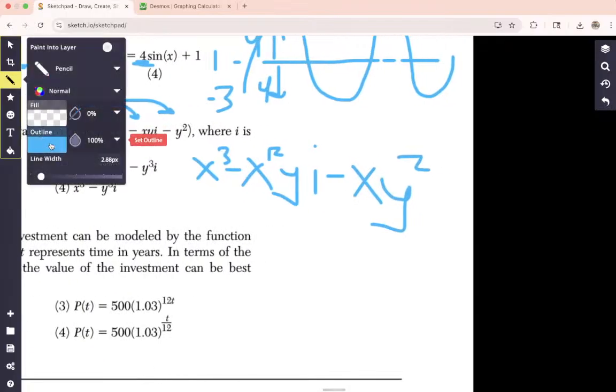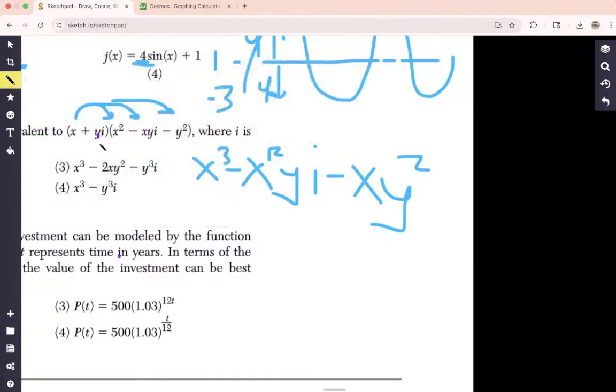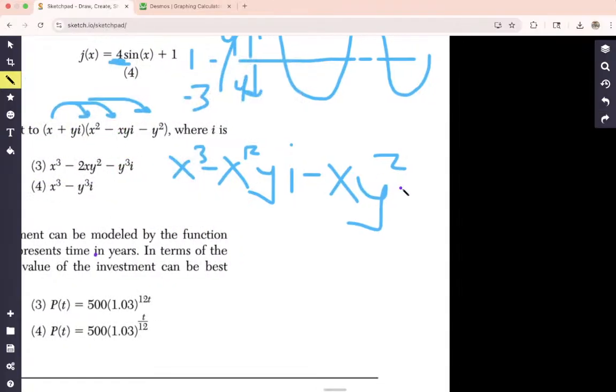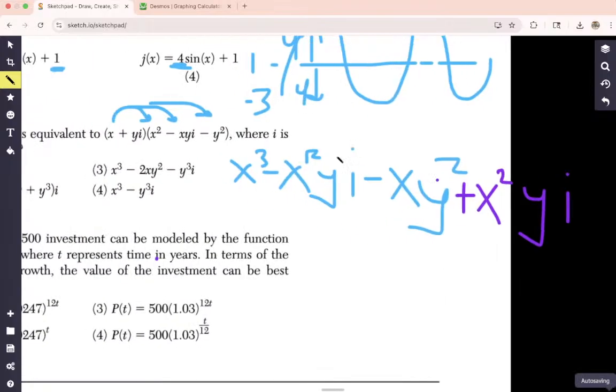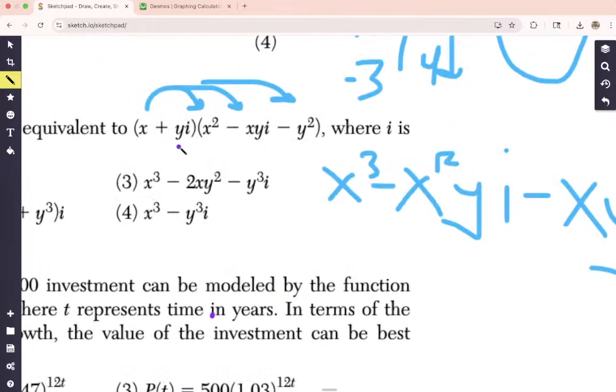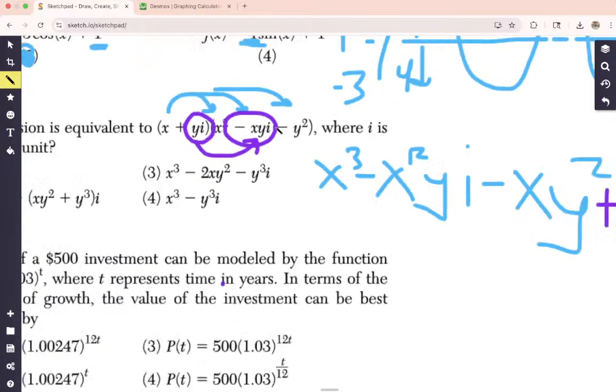Now you're going to distribute the y terms. So now we are going to distribute the yi terms. This is going to be plus x squared yi. And then now this is where it gets tricky. This is where a lot of people mess up. So you're going to multiply yi by negative xyi.